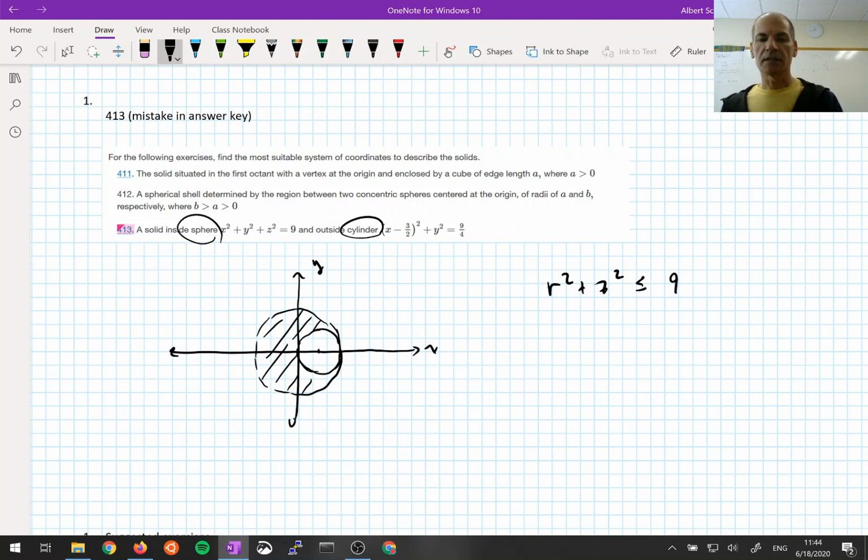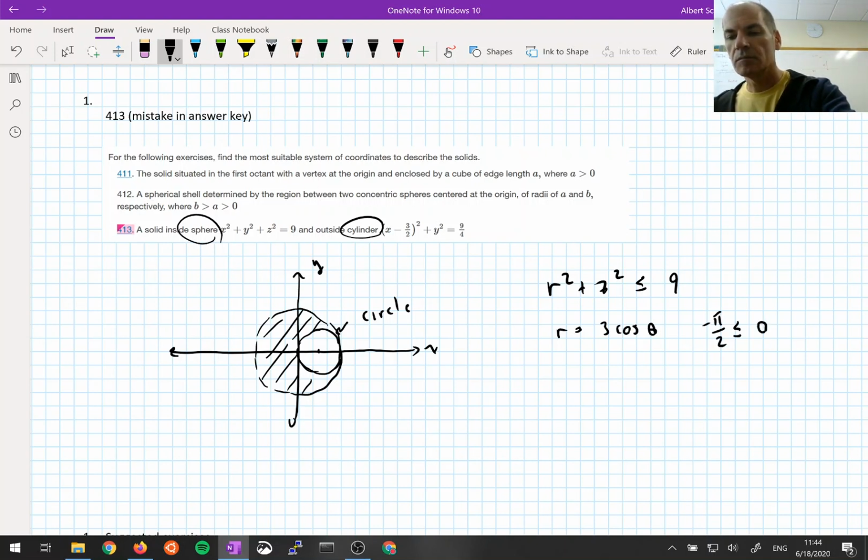How do we describe the interior of the cylinder? This is a little trickier. How do we describe a circle that looks like this? Well, you may remember from polar coordinates, you may not, but this circle has a very concise description. We can write it as r equals 3 cosine theta for theta between minus pi over 2 and pi over 2.